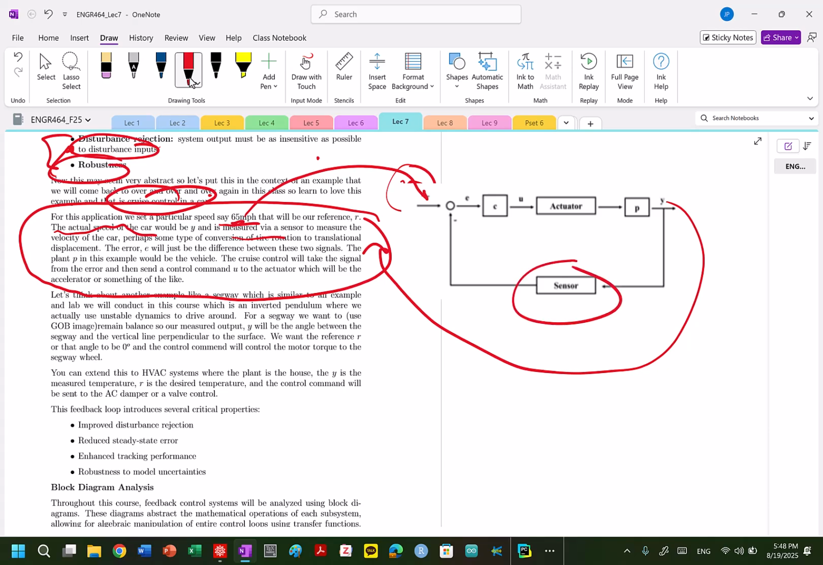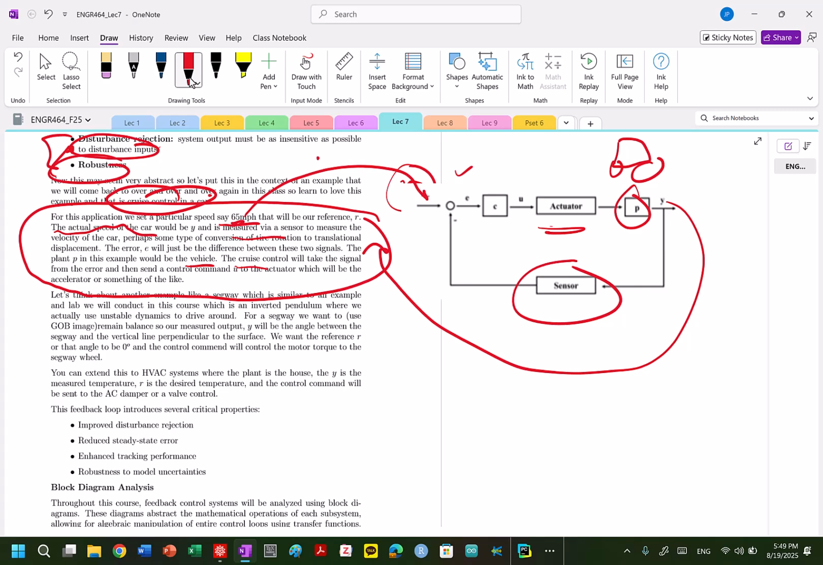The sensor could be something that's reading the revolution of the tires. It could be an accelerometer. It could be, et cetera. P, your plant, would be the actual dynamics of that car, so you can capture P, the dynamics of the car. E is just going to be the difference, R minus Y. So that's kind of taken care of here. The actuator in this system, or basically your control command, exactly, the plant would be the vehicle.